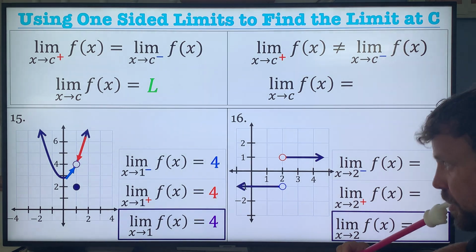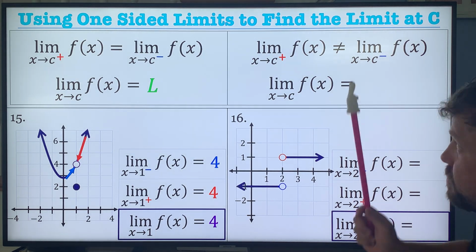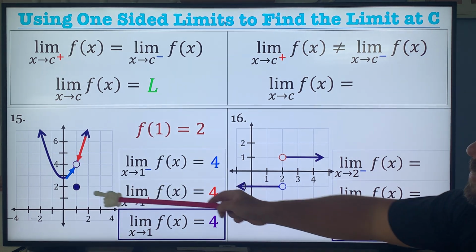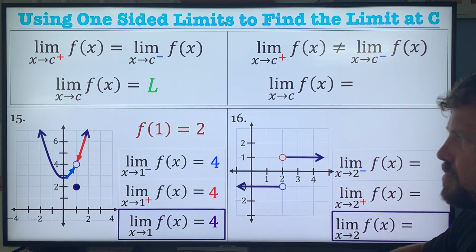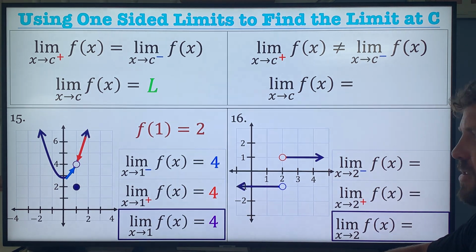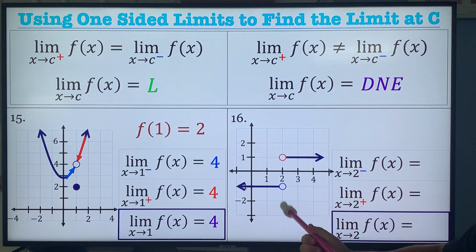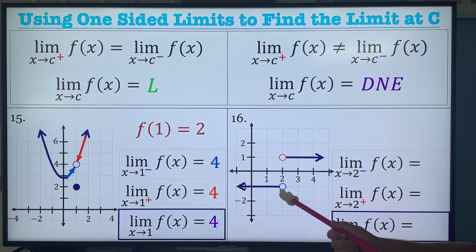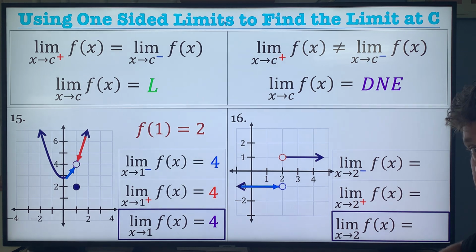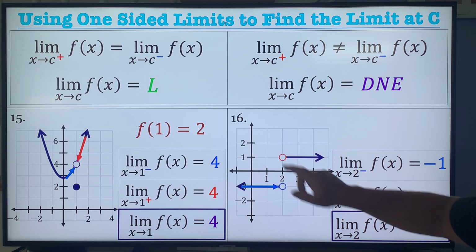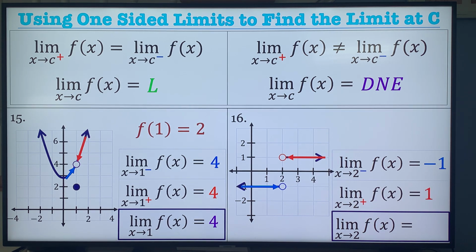So, if the limits are not equal: f of 1, we said before, was 2. I jumped the gun and gave you all the answers to this. All right, so D and E, because they're not equal, let me show you an example. As you're approaching 2 from the negative, the answer we said was negative 1. As you approach 2 from the positive, your answer is positive 1. Are these equal? No. So it's DNE, or does not exist.